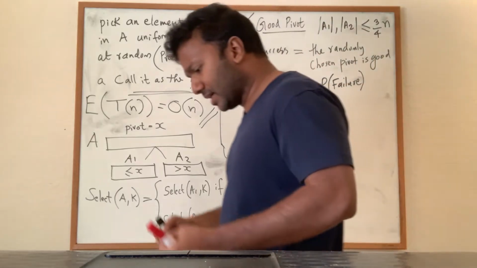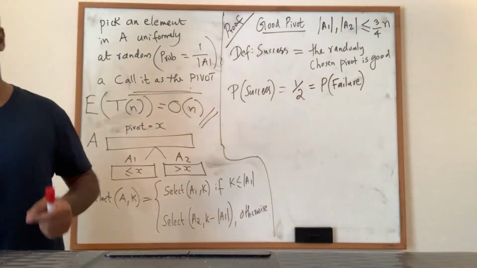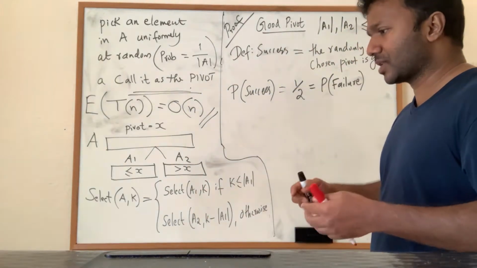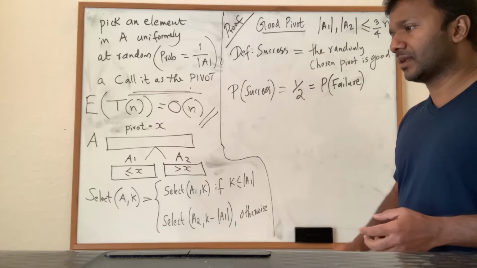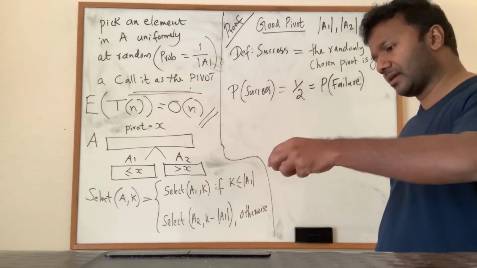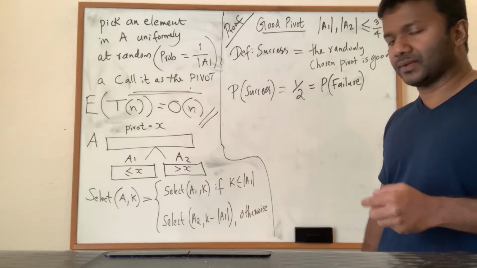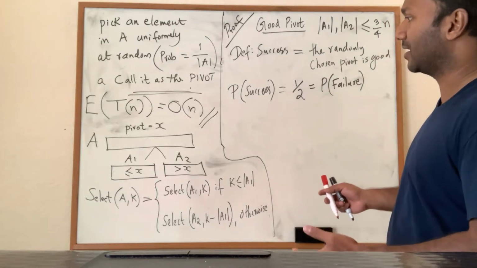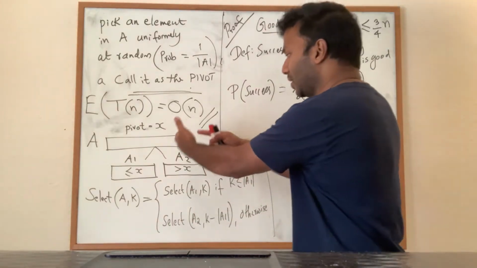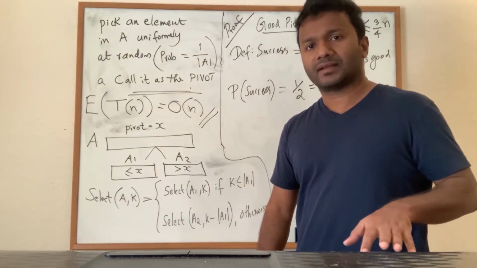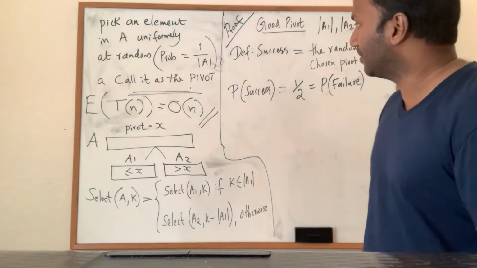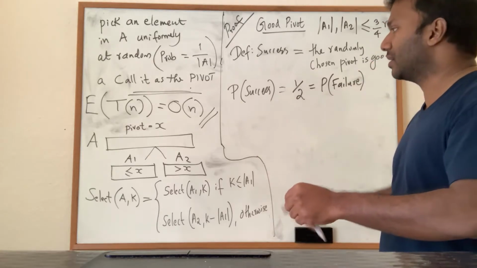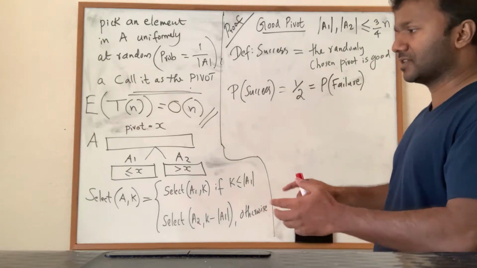So now I want to ask the following question. Suppose I am doing the following experiment. I'll pick a number randomly, okay? And I will check if it is a good pivot. I can easily check if it is a good pivot by doing the actual partitioning, right? Which takes order n time. So I will pick a pivot randomly and I will check if it is a good pivot.